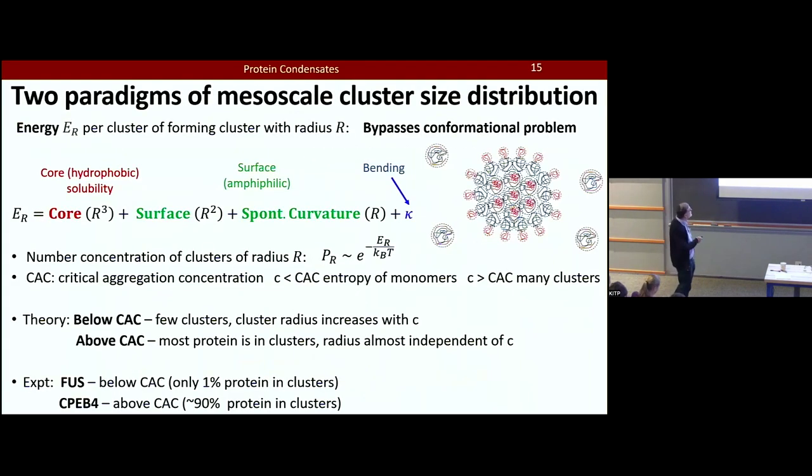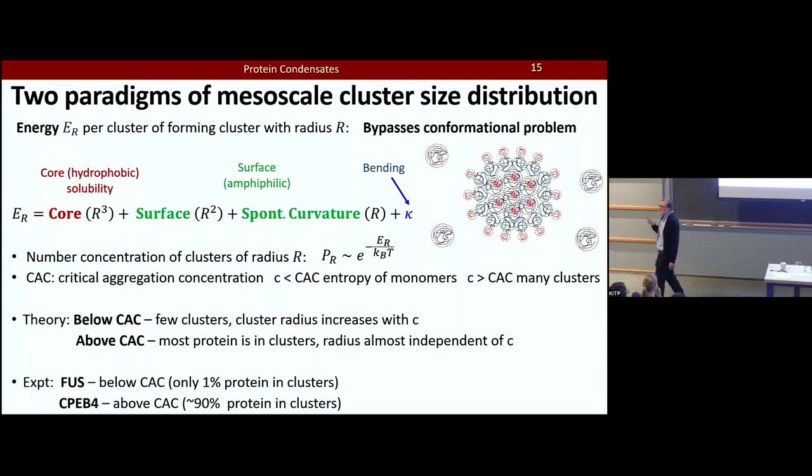All right, so now, people did light scattering, people did nanoparticle tracking analysis, and they also directly observed through AFM and electron microscopy these clusters in the single phase regime again. And we wanted to see, can we say something about the cluster size distribution? So we are taking the chicken's way out. We're bypassing the conformational problem.